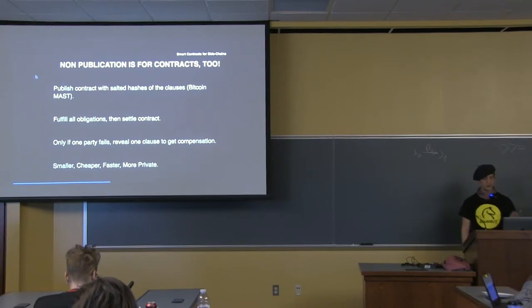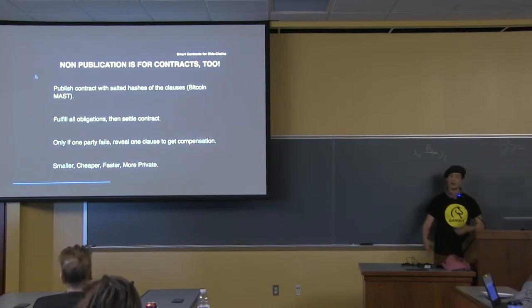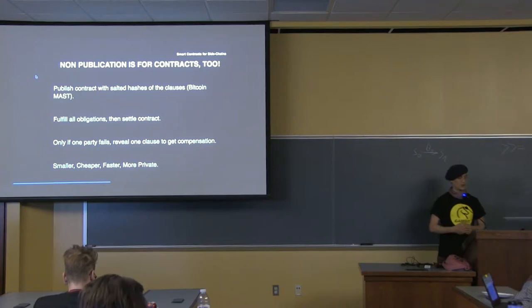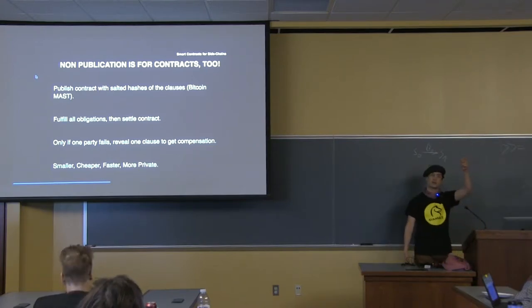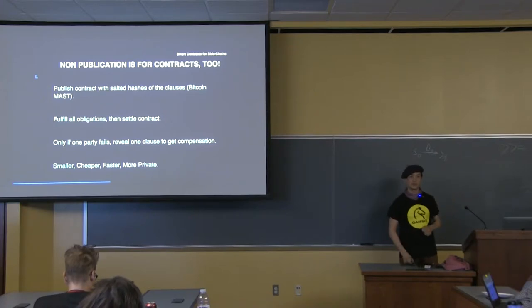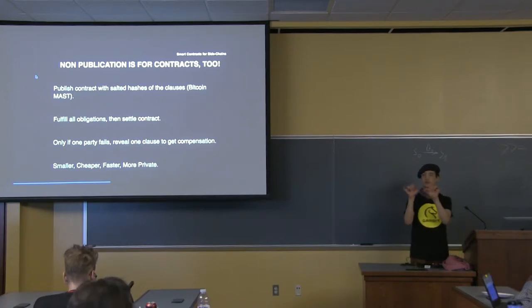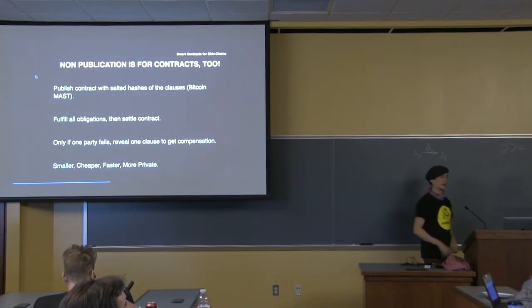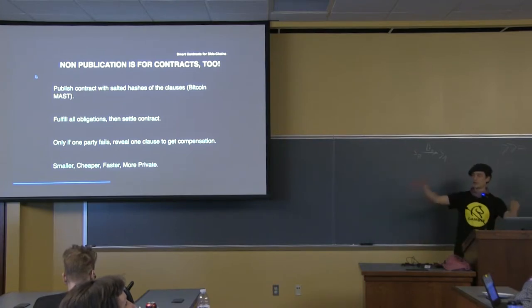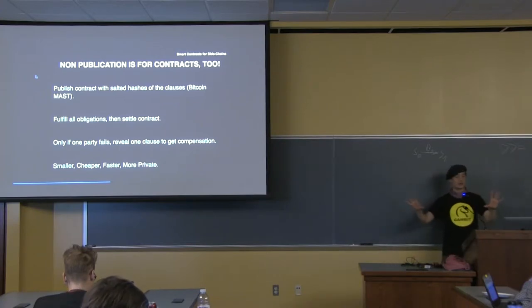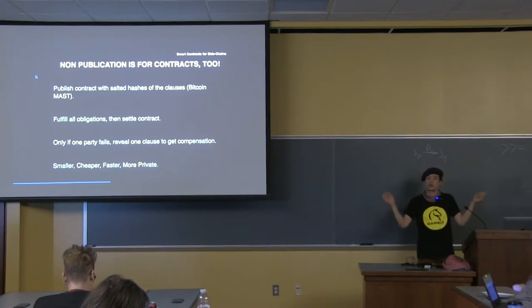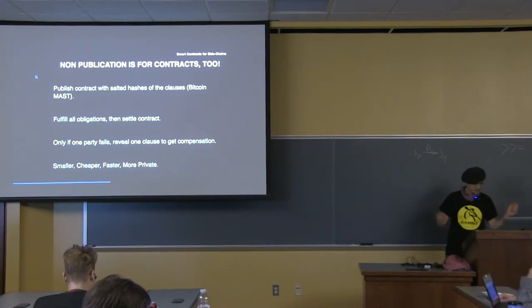And non-publication is also for contracts. When I do a contract between two people, well, I don't need to publish 1 million lines of 1,000 pages of contracts. I can just publish the salted hash of the contract, just the minimum. And I put my collateral, you put your collateral. We each do our thing. We don't have to do it on the blockchain, the main chain. When we all did our things, we settled with signatures and said, hey, let's just get our collateral back and decide that this thing is done.